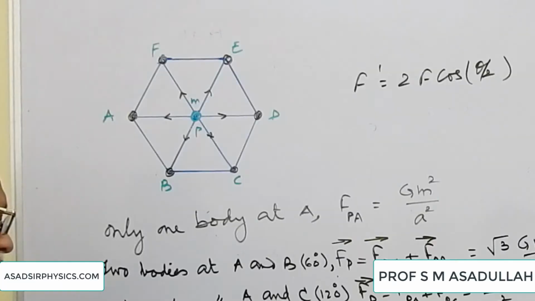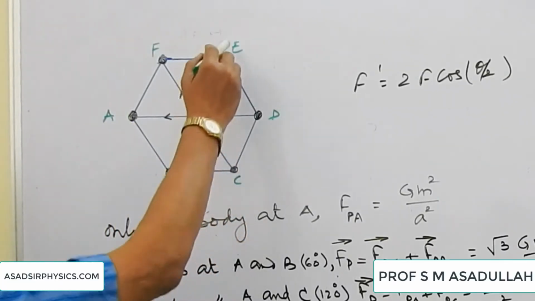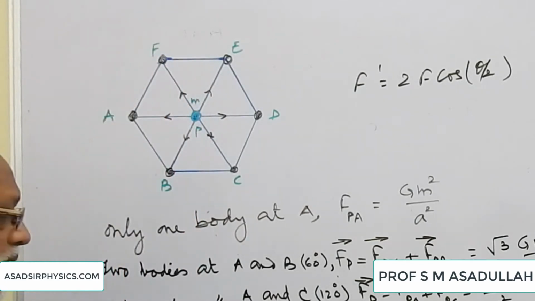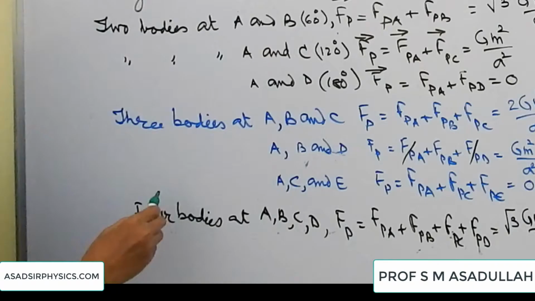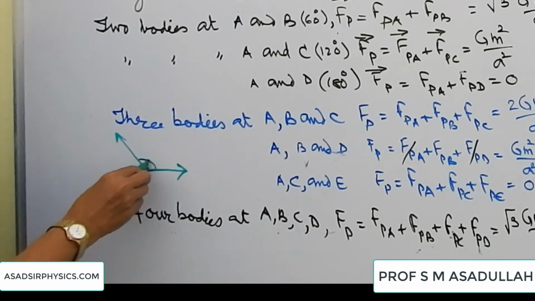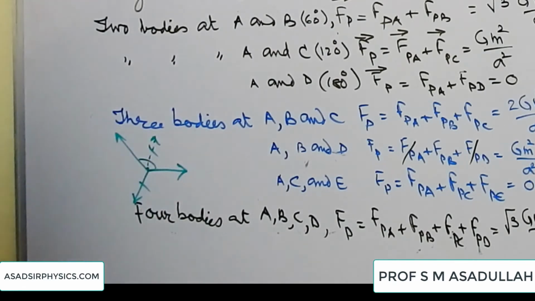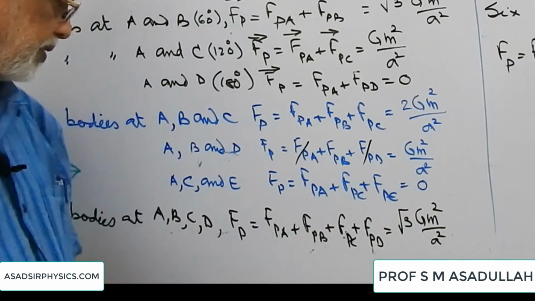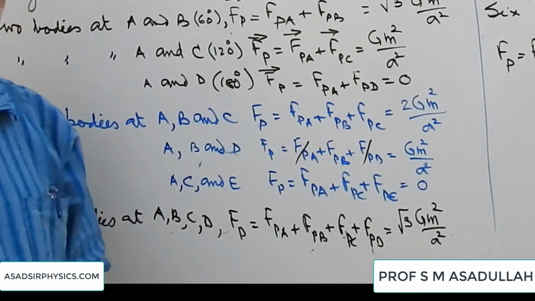Suppose we have kept three bodies at A, C and E, that is, alternate corners. When they are kept at alternate corners, we get three forces acting like this. We know that the sum of two of these forces will be equal to F in this direction. That F and this F will get cancelled. The resultant is 0.